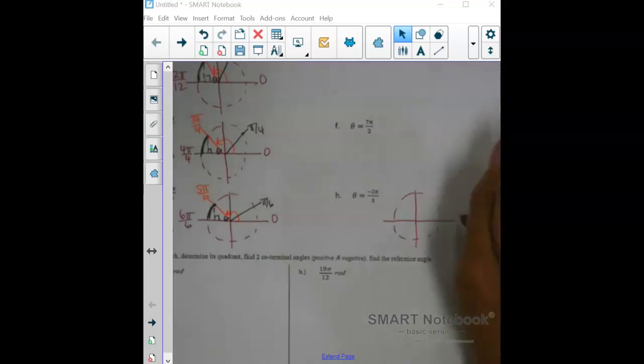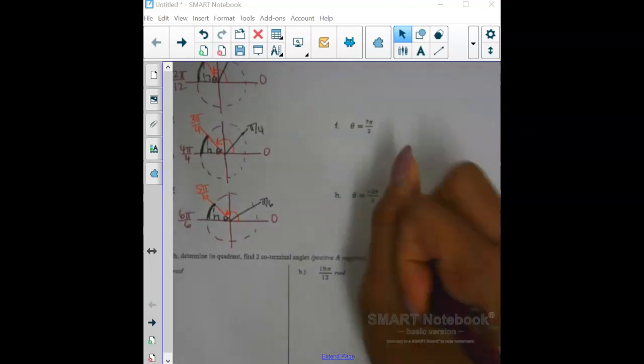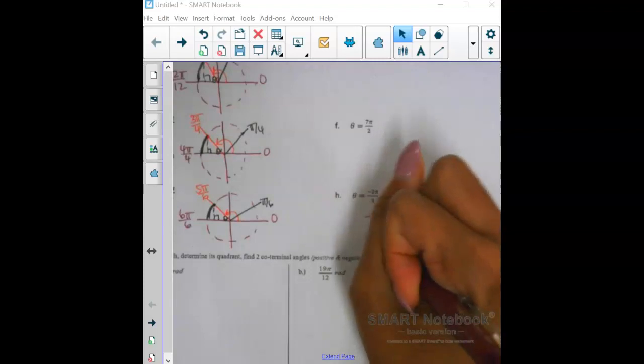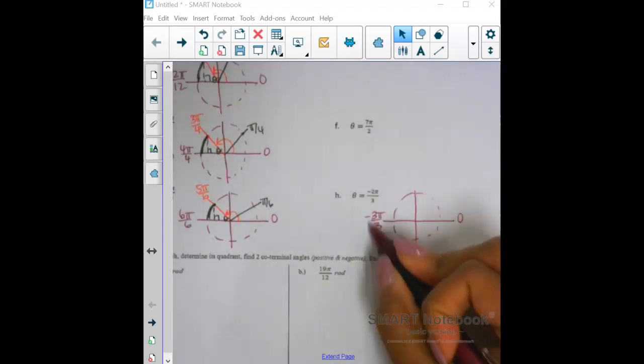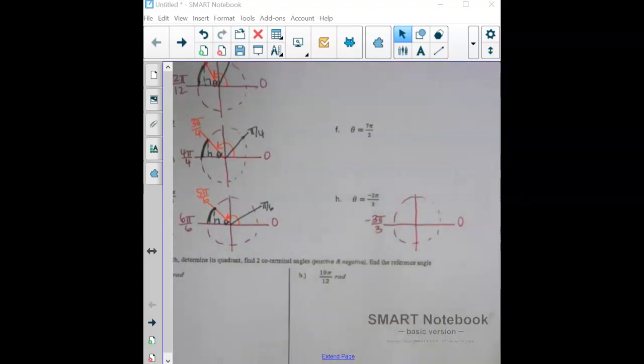Okay, so we're starting from 0, and this time it's negative. So negative goes in what type of direction? Clockwise. Okay, so clockwise means I need to go all the way over here to negative 3 pi over 3. And it's the same thing for positive 3 pi over 3. That location isn't going to change. Going in a counterclockwise or clockwise motion will get you to the same place as pi. That's why I like you guys starting with that.